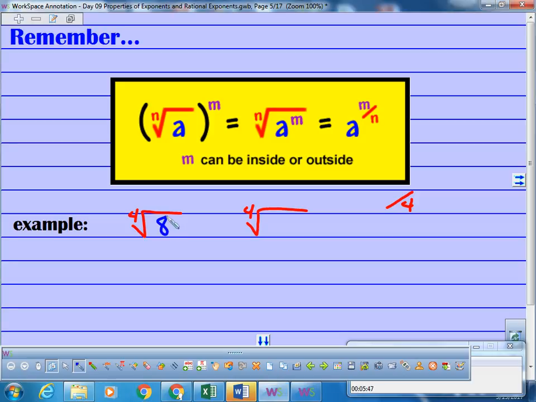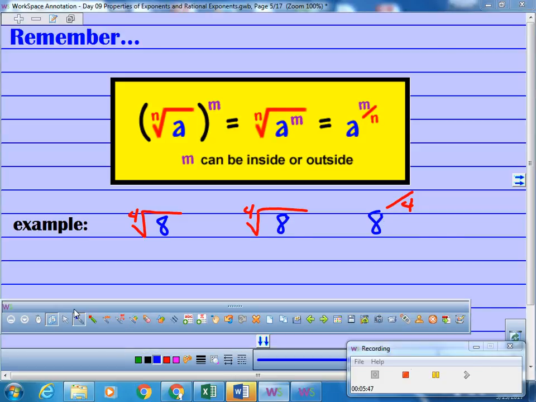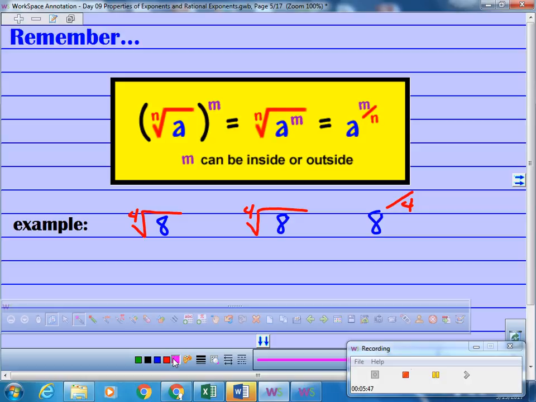Pick a number for a. Eight. Pick a number for m. I like two. So this one states that the parentheses, I can put the exponent on the outside of the parentheses because it's saying I have a fourth root of 8 three times. That's what that's saying. I have three of them. Doesn't that mean the same thing? I have three eighths that are under a fourth root. It means the exact same thing.